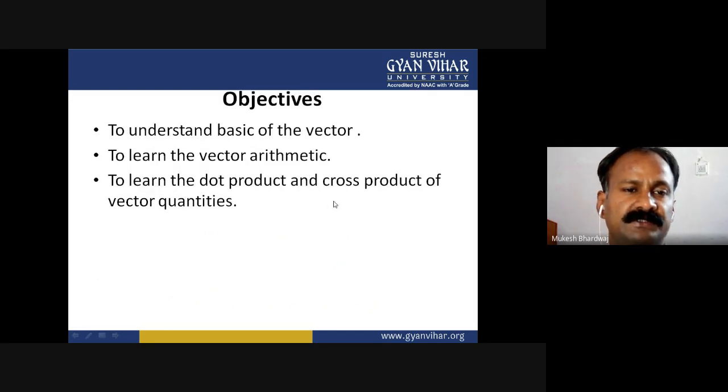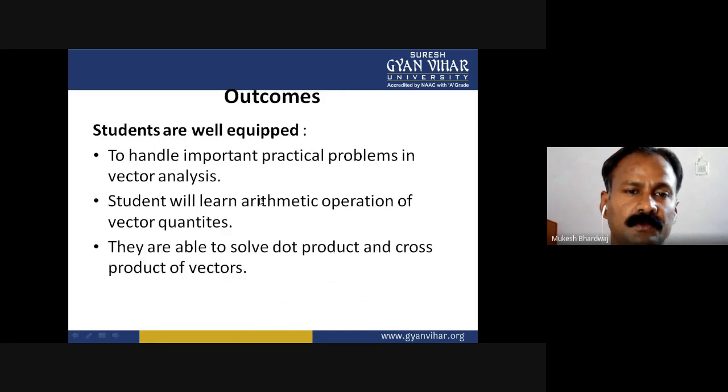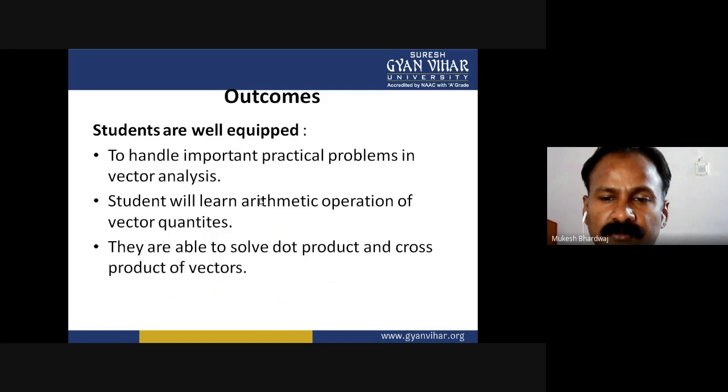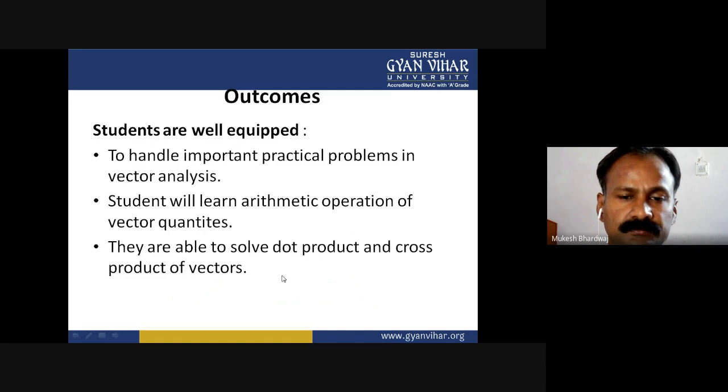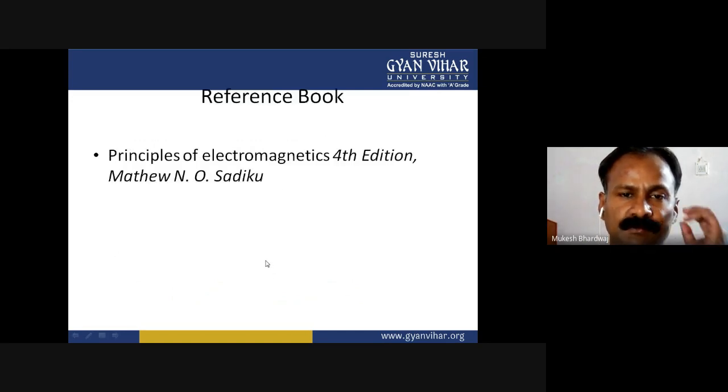The following objectives: to understand the basics of the vector, to learn the vector arithmetic, and to learn the dot product and cross product of vector quantities. And the following outcomes: students are well equipped to handle important practical problems in vector analysis. Students will learn arithmetic operations of vector quantities. They are able to solve dot product and cross product of vectors. The reference book is by Sadiku.